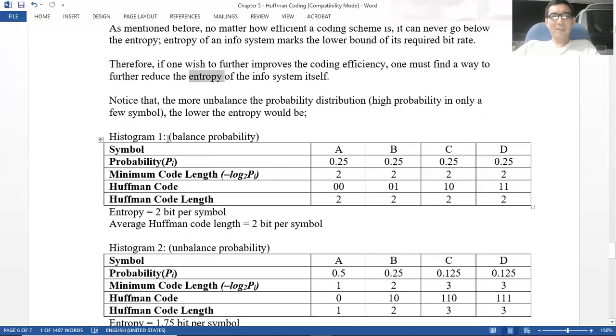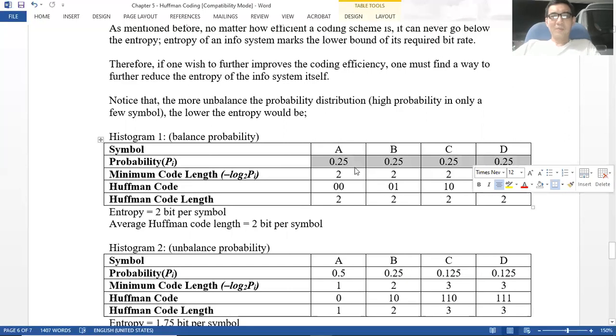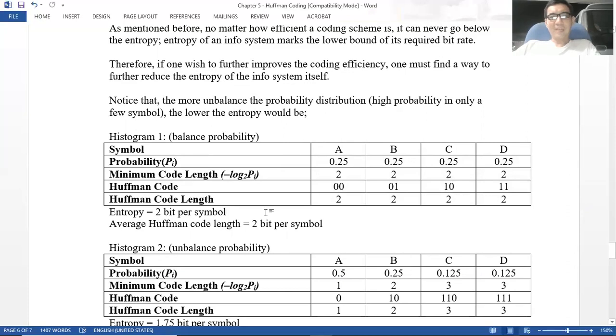If you look at the first probability distribution, like histogram 1, where we have all equal, you will find that the entropy is 2. And if you try to use Huffman code also, you get all 2. That is the best it can go, because entropy is 2, and Huffman can never go below 2. True enough, if you look at the Huffman code, it's always 2 bits. So that's the best you can go.